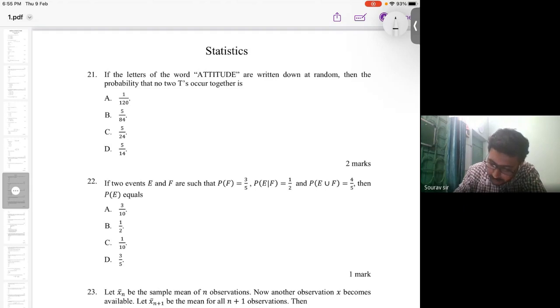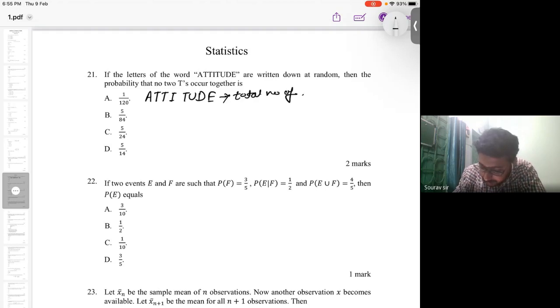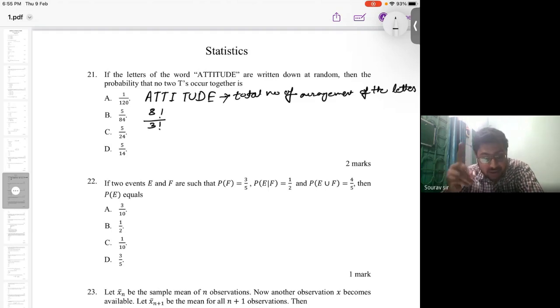Attitude, the total number of arrangements of the letters will be 8 factorial by 3 factorial. Other than 3 T's, there are 5 letters which can be arranged in 5 factorial ways.